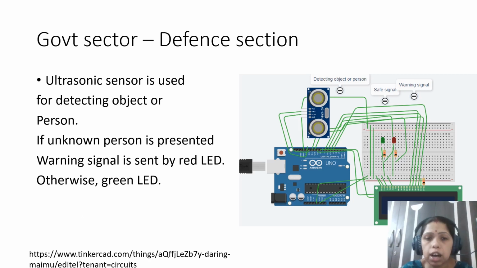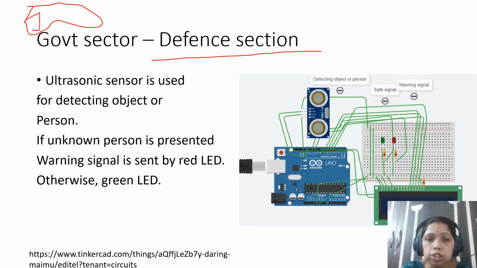Next is the defense. How you can use the Arduino for a defense area. Here this is also simple. We should connect the ultrasonic sensor in, suppose, a security room, or in a private area. On the private area, one ultrasonic sensor should be connected. No one can enter this room.